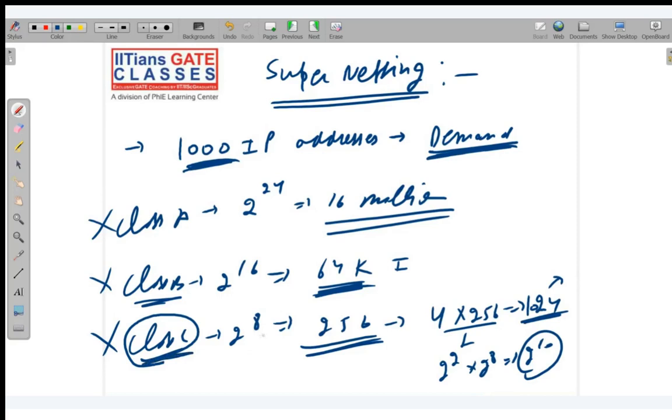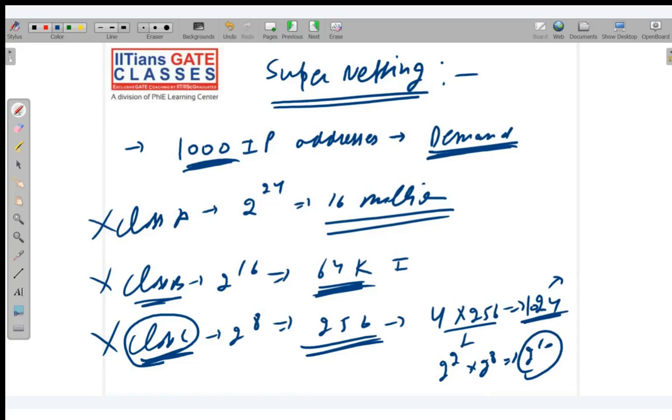Earlier, one block was divided into multiple subnets, but now you are giving multiple blocks to one organization. That means you are doing supernetting. You are not making a network, you are making a super network. Why is the word super network used? Because now you are combining 4 networks of class C. It is just the opposite procedure.